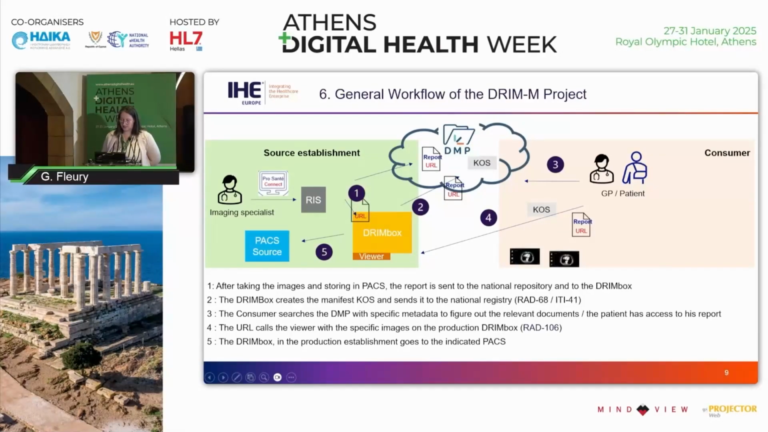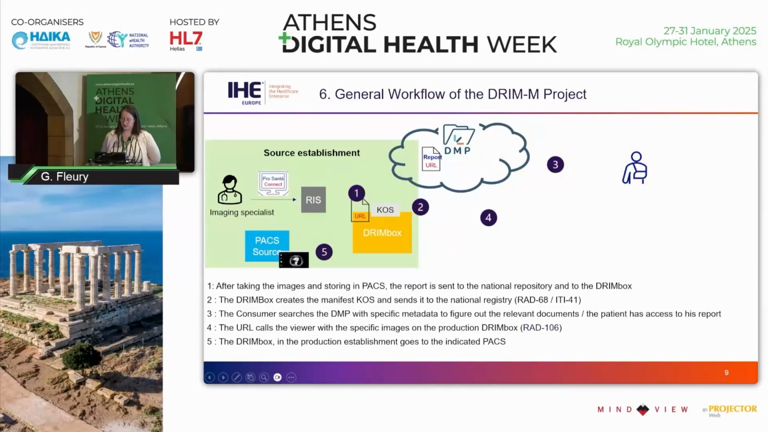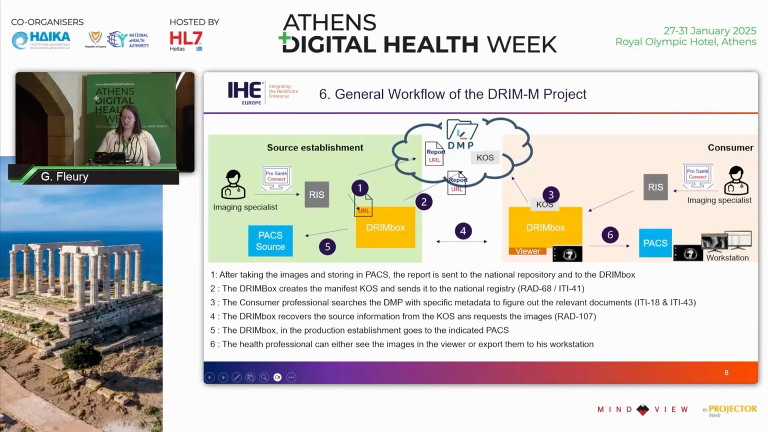I didn't mention the transactions that are listed on each step. So RAD 68 and ITI 41 to send information to the national repository. Then we have ITI 18 to request the information, and ITI 43 to request the document, retrieve the document. And the RAD 107, it's a WADO-RS retrieve to get the images.